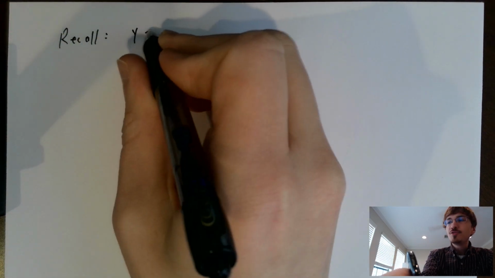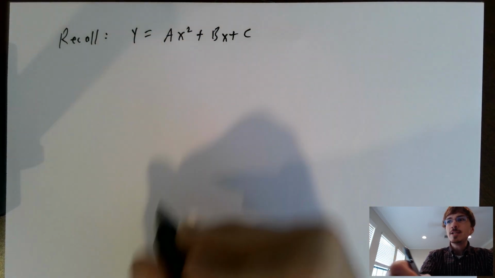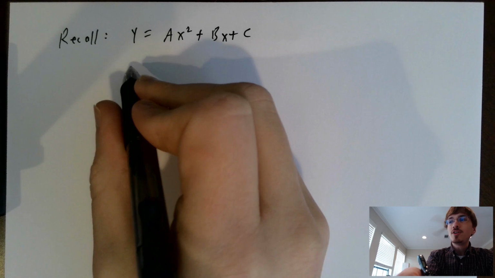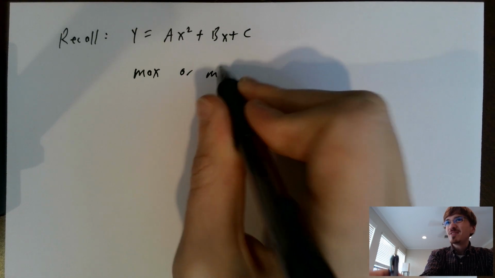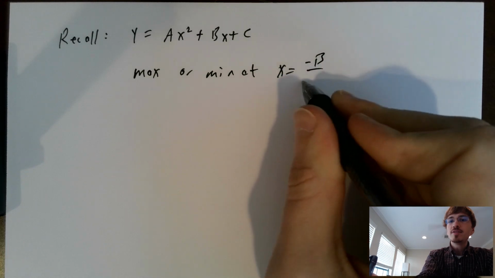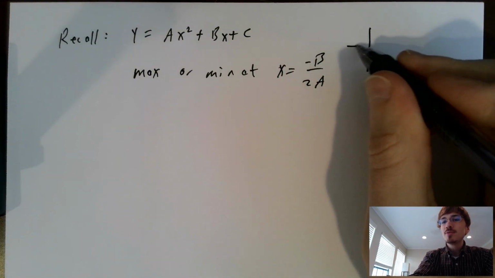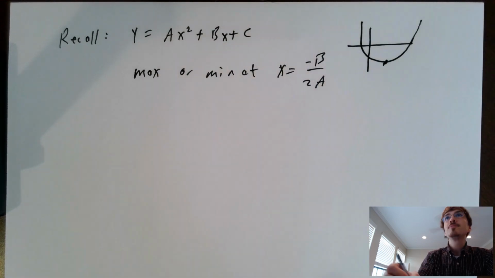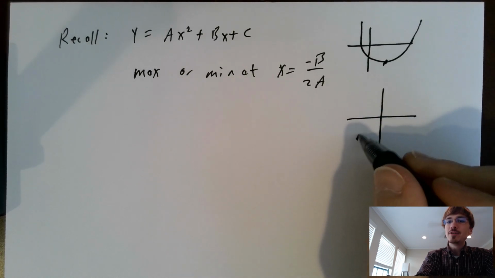If we have your favorite polynomial function, y equals ax squared plus bx plus c, then this function, we recall, has a maximum or a minimum value, depending on if it's opening up or opening down, at x equals negative b divided by 2a. This is kind of nice and helpful. And remember, if it's opening upward, we're going to have an absolute minimum value, and if it's opening downward, then we'll have an absolute maximum value.